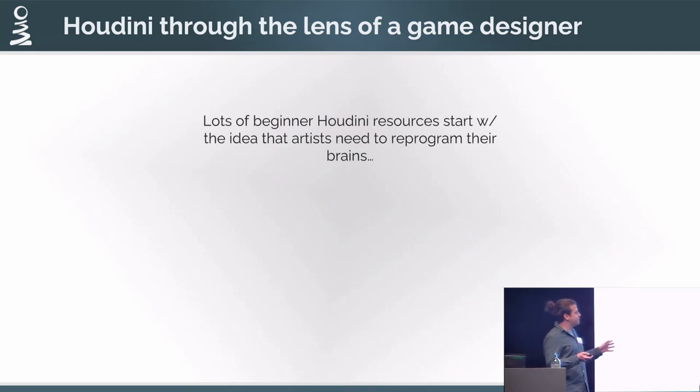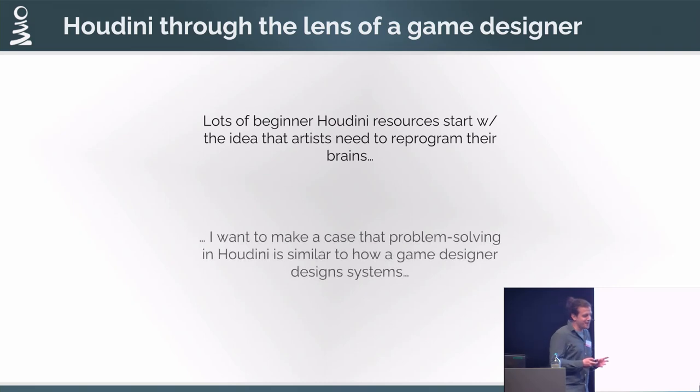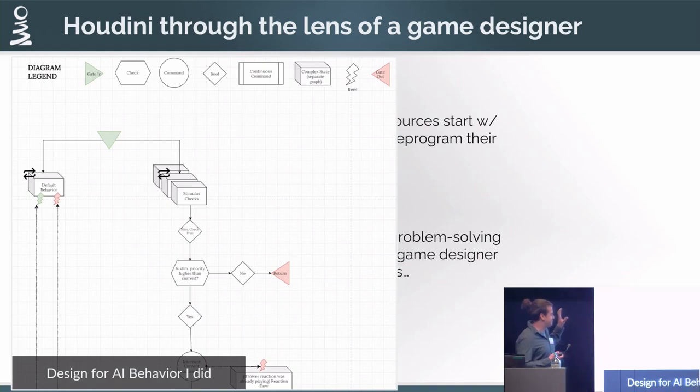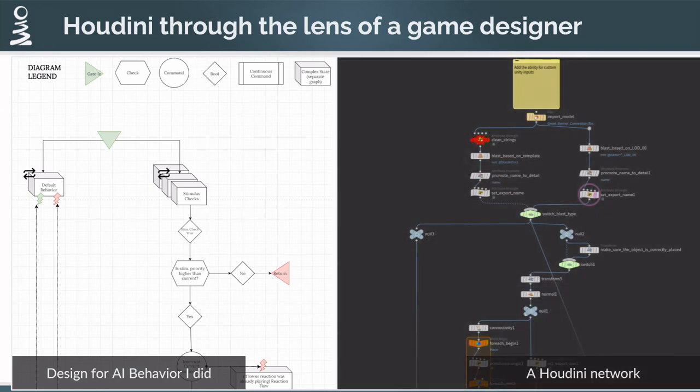I don't know if you've encountered, but a lot of Houdini resources start with the idea that artists need to reprogram their brain in order to start using it. For a system designer, I think I had an easier time wrapping my head around it. For example, this is an AI behavior diagram that I was doing on the project, and this is the Houdini network. And I was like, oh, okay, these look kind of similar. I know what to do with them, roughly. I don't know the environment art and the tech art part of it, but I'm sure I'm going to pick it up.